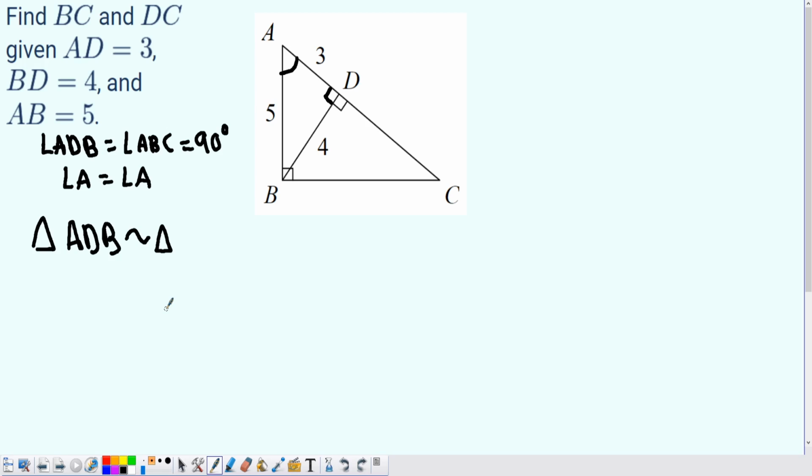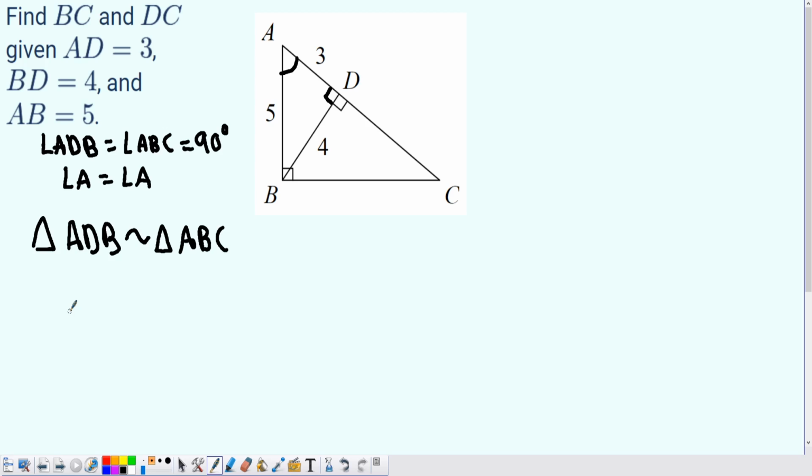And if we're going to write our similarity statement, we have to make sure everything matches up very nicely. So we have angle A matching, of course, with angle A. And then the angle ADB, the angle at D, is the right angle, and in ABC, that makes the right angle at B, so we can just write this statement, ABC. And that'll get us the proper statement.